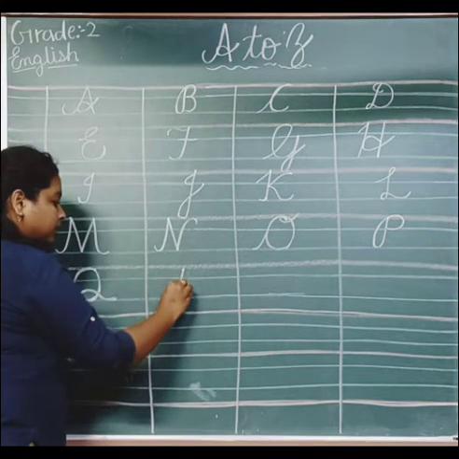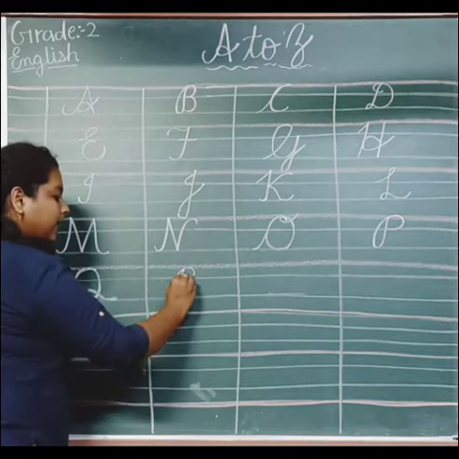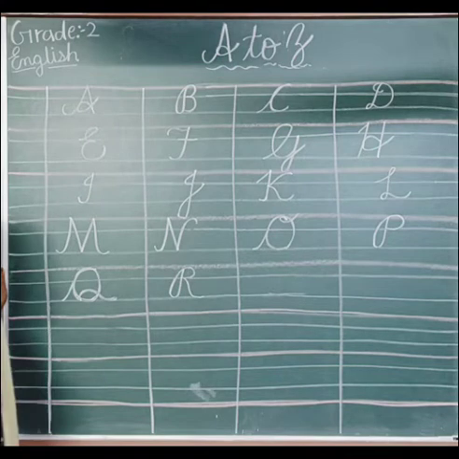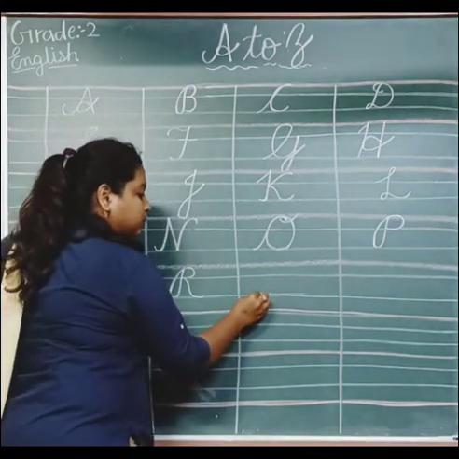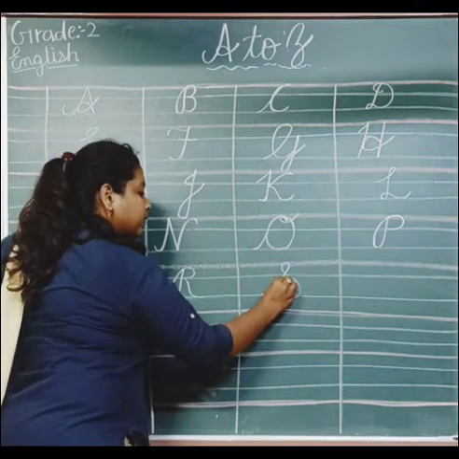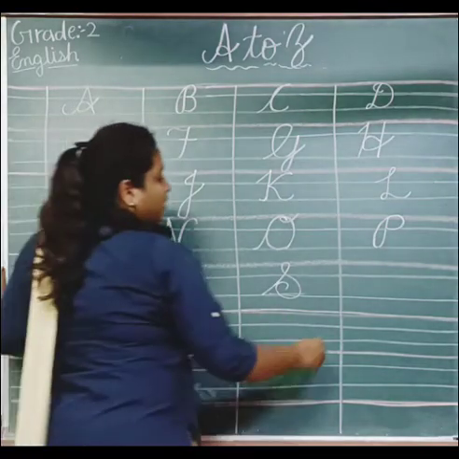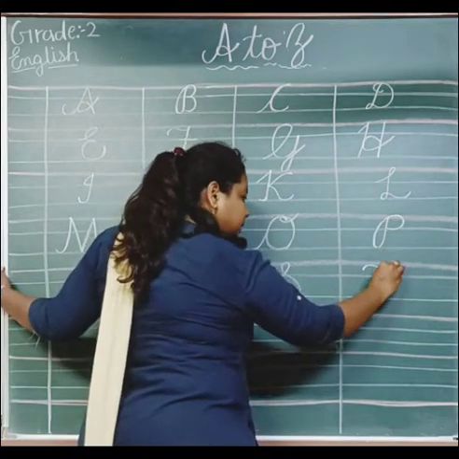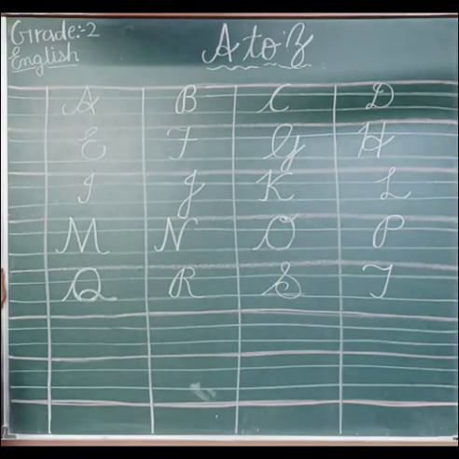R. Red line to blue line. Make a curve. Come back to the blue line and to the bottom blue line. Okay. Capital R. S. We will start from the blue line. Go back up and make a curve like this and we'll write S. Okay. Make a curve like this that we have done in the F and make a slanting line and leave like this. This is called capital T.